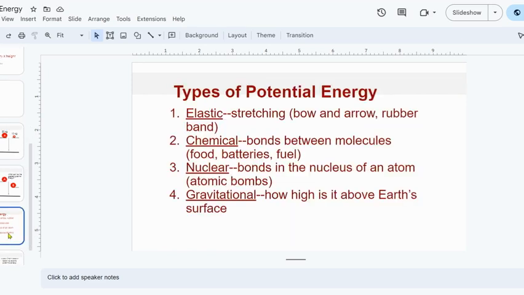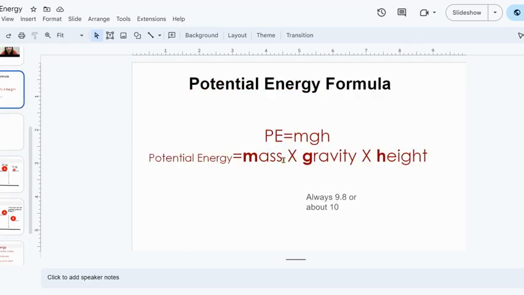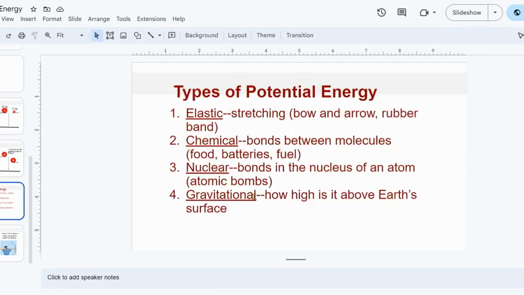There are going to be different types of potential energy. If I stretch a bow, like Robin Hood, we talk about chemical potential energy that goes back to the food that we eat. Nuclear and gravitational, well, gravitational is really big. This is specifically gravitational potential energy, mass times gravity times height. So I'm just going to refer to this one as potential energy. That's going to be this gravitational.